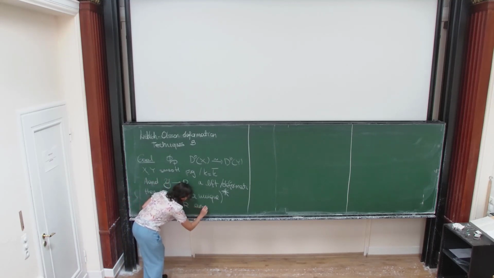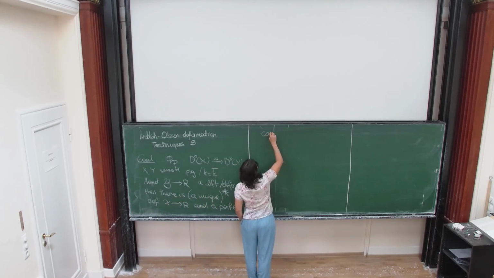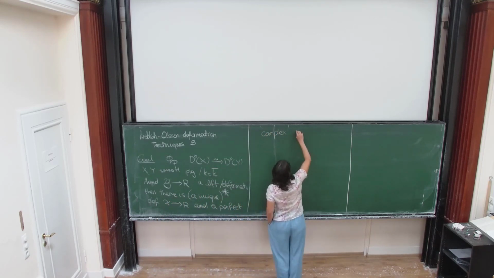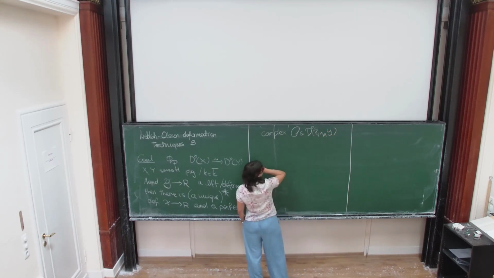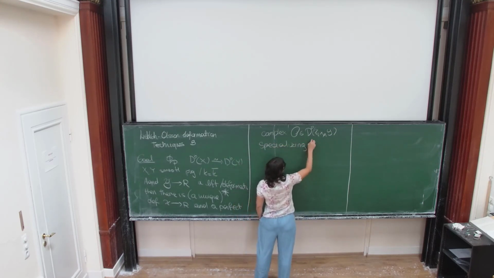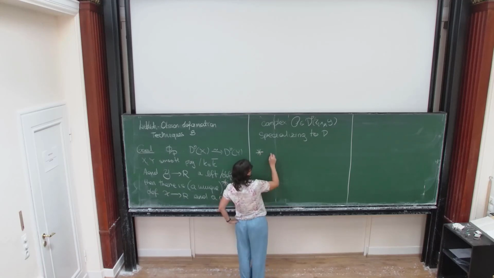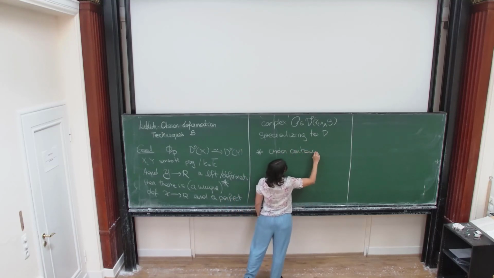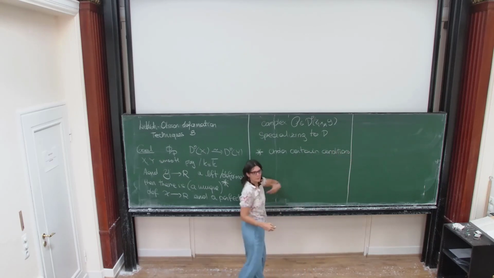and an object, a perfect complex P in D^b curly X_η × Y_η, specializing to P, and the fine print is under certain conditions that will be clear when we develop the thing.